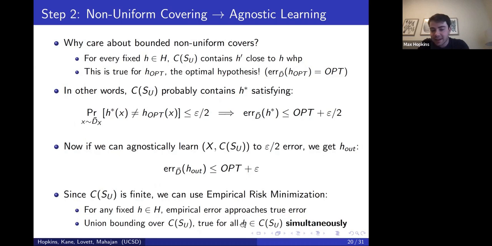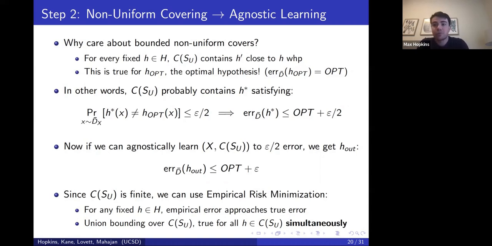And once I have the fact that the error of every function in CSU is well estimated by its empirical error, all I have to do is pick the function in CSU with the lowest empirical error. Right? If I'm learning the true error of every function in CSU up to epsilon over 2 or something, I'm guaranteed that if I pick the lowest one, I'm going to get something within opt plus epsilon. Why? Because CSU includes something that has error at most opt plus epsilon over 2, and so there will be something with good empirical error. And then by the fact that it's approaching the true error, I'm promised that whatever I pick that has low empirical error is going to have good true error.